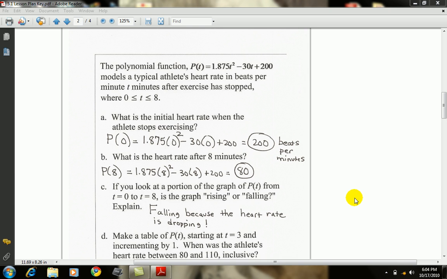Okay, ladies and gentlemen, this next problem, this is 5.1 continues. I've given you a polynomial function. The way you read this function, p of t is equal to 1.875 t squared minus 30t plus 200. Now that function makes no sense unless you know what the variables mean. And as you keep reading, it tells you.